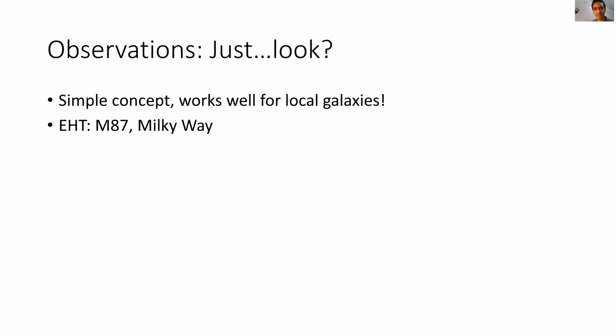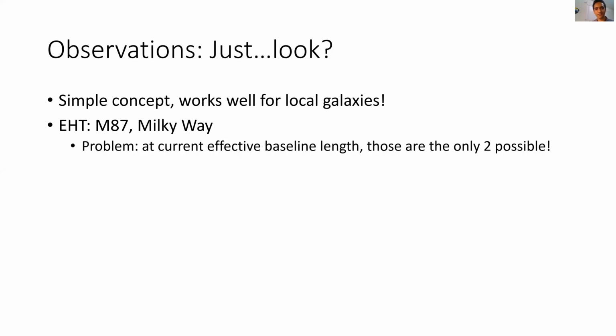For example, with the Event Horizon Telescope, that orangish blob black hole picture that I showed you in the very beginning, they conducted this observation for M87, which was, if you remember, the galaxy with that big jet that I showed you earlier, and also our own galaxy, the Milky Way. And one issue with this is that at the current technological level, those are basically the only two galaxies that we can learn about through this direct observation method.